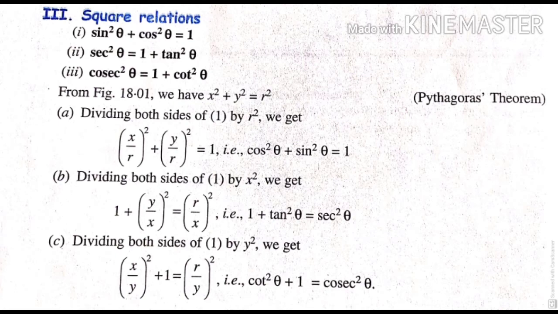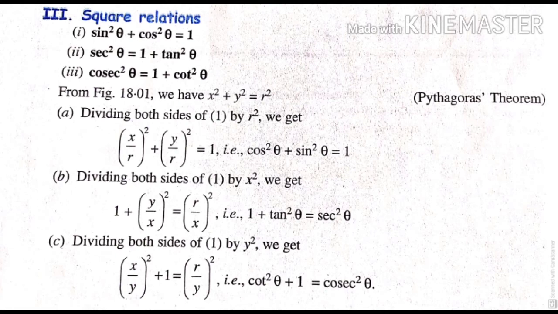So here our first relation is found as cos square theta plus sin square theta is equal to 1, or you can say sin square plus cos square is equal to 1. Now the second is sec square theta is equal to 1 plus tan square theta. Here we will take the ratio first, and then we divide it by x square. Let us take on the first 1 plus tan theta.